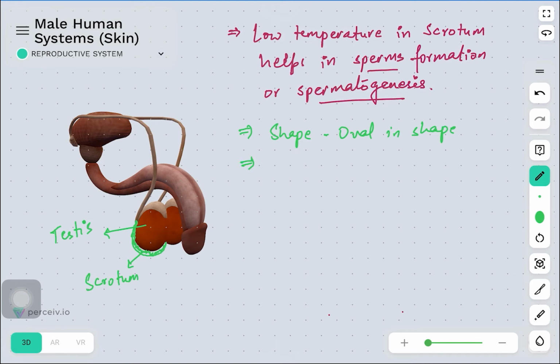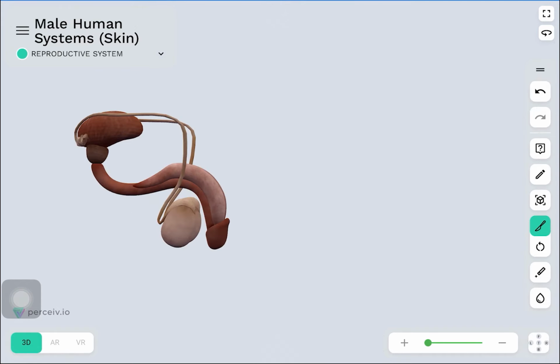And what about the length? So length is 4 to 5 centimeter long. And if we see their width, so they are usually 2 to 3 centimeter wide. All right. So this is about the testis part. Now we will talk about the accessory ducts that are present in case of the male reproductive system. So we will first note down all the components of the accessory ducts, and then I'll just label it out in the model itself. All right.